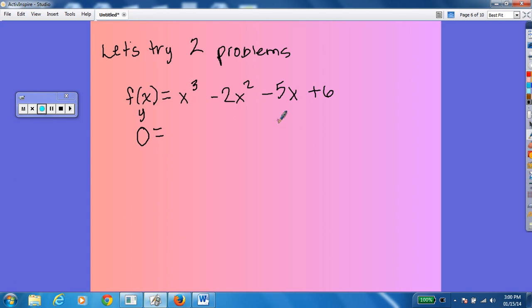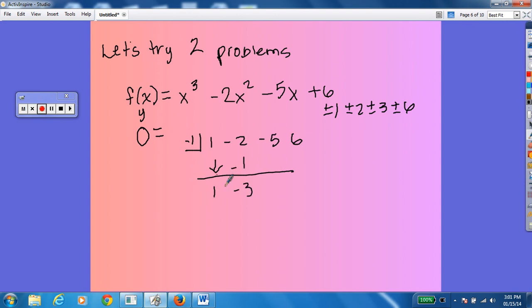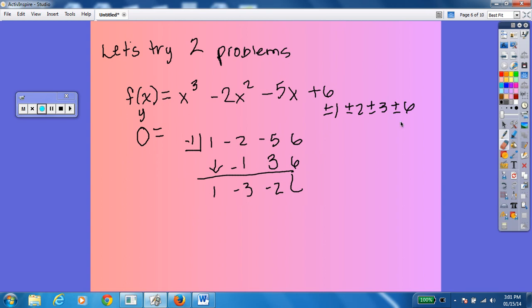Now, we're going to do the same thing that we did before. We're going to list all our factors of 6, and start looking for one that works by choosing -1. We write down our coefficients, 1, -2, -5, 6. Bring the 1 down, use your synthetic division. And that didn't work, so -1 was the wrong one. So I'm going to try +1.